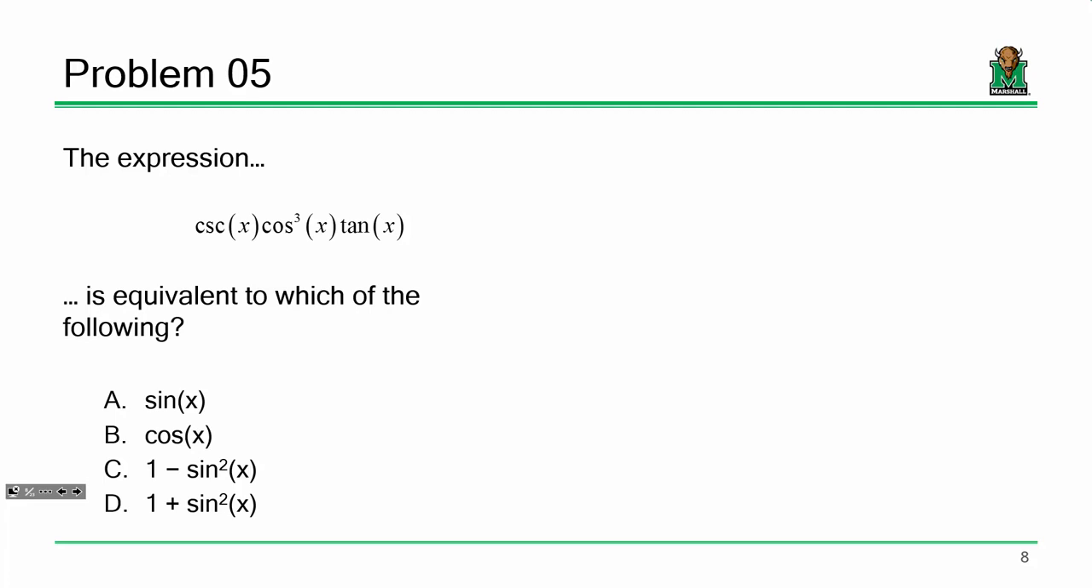Okay. This one's going to test those skills a little bit more. The expression, the cosecant of x times the cosine cubed times the tangent, is equivalent to what? All right, so this is sort of my trick for problems like this, and it's really a piece of advice that I would give for any problem involving complex trig or anything that seems a little involved: when in doubt, convert everything into sines and cosines. What do I mean by that? Let's rewrite the expression.